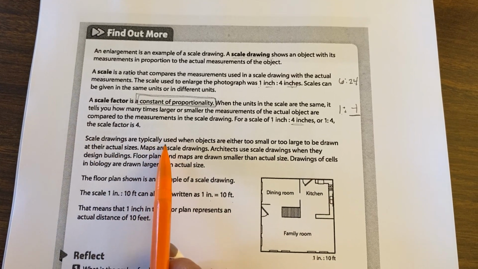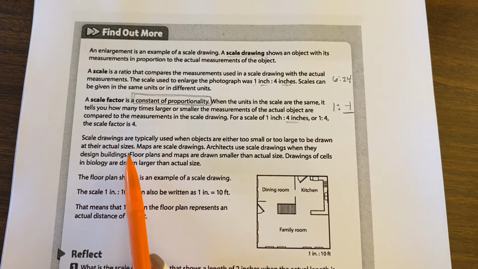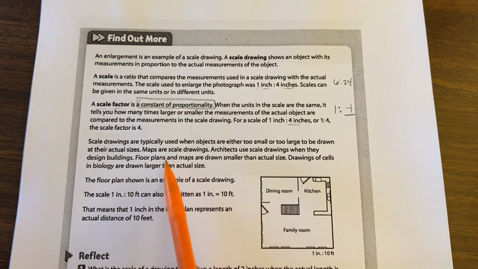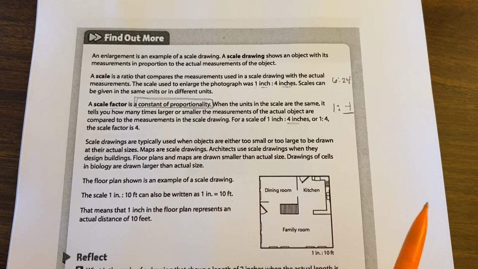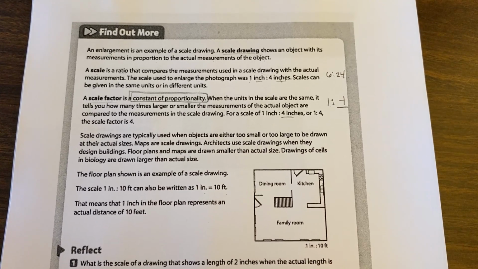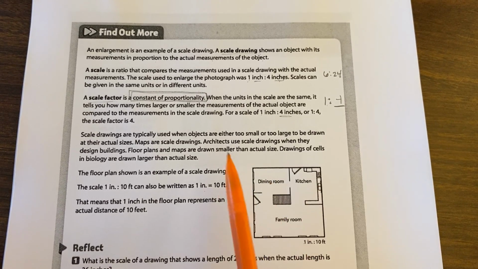Scale drawings are typically used when objects are either too big or too small to be drawn in their actual sizes, like I said with the blueprints. Maps are scale drawings also. Think about Google Maps. You're not actually looking at a mile on your screen. You're looking at a centimeter that's equal to a mile. And you can see that in the bottom corner of your maps.